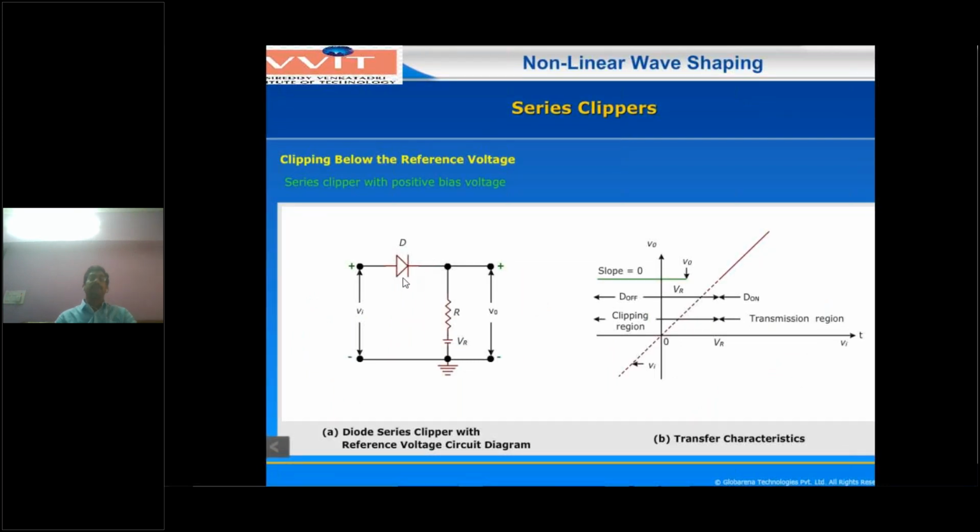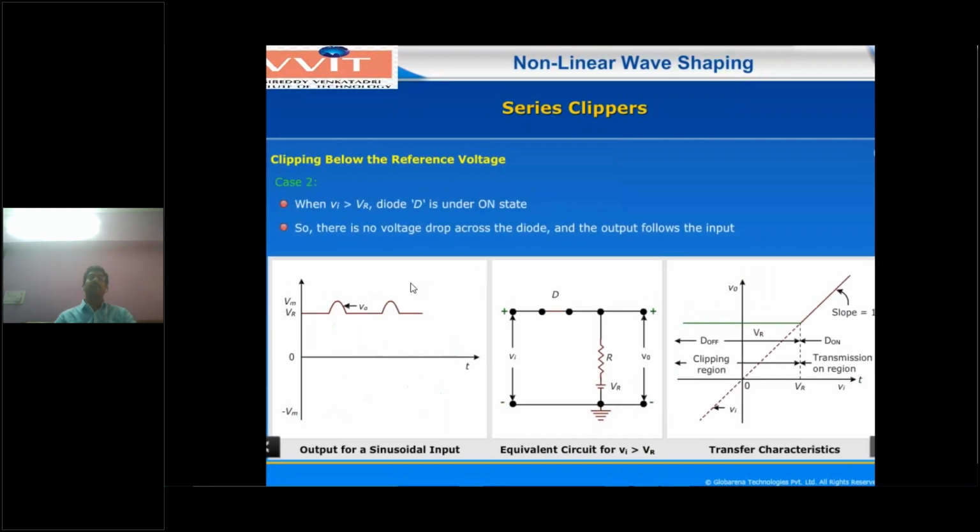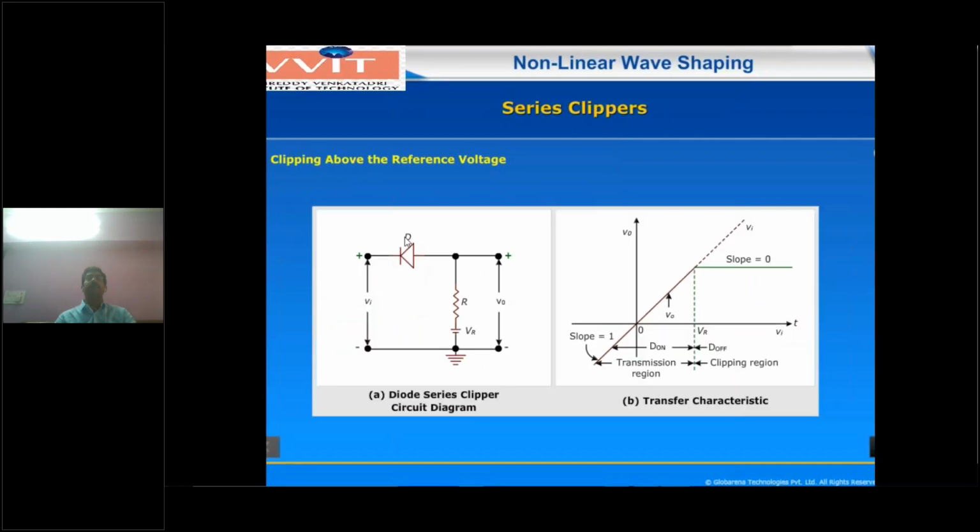clipping above the reference. You have to see this: in clipping below the reference voltage, the diode is connected in the forward bias direction. But in clipping above the reference, as you can see in the diagram, the diode is connected in the reverse bias direction. Now, what conditions will be considered? Again, there will be two conditions: Vi less than VR and Vi greater than VR.